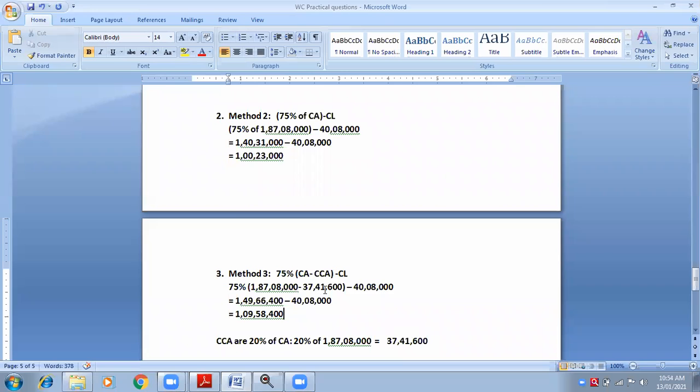So core current assets will have to be deducted from current assets. Are you following? Yes, ma'am. So current assets minus core current assets. Outside the bracket, you will write minus current liabilities. And your current liabilities are 40 lakhs 8,000. Okay. Now you will solve it accordingly.